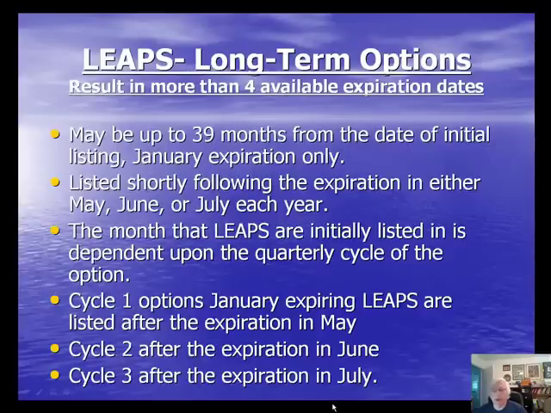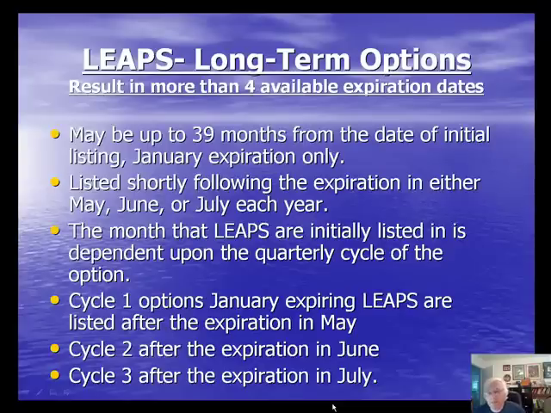Now, just to make things slightly more complicated, some of the more heavily traded securities also have longer term options called LEAPS, and that can result in more than 4 available expiration dates. Conventional options can go as far out as 9 months, but LEAPS options can go out as far as 39 months from the date of its initial listing. All LEAPS options expire in January.